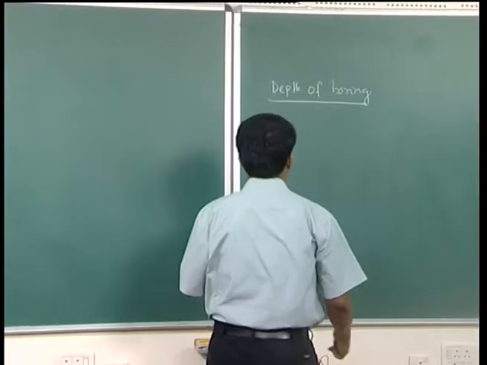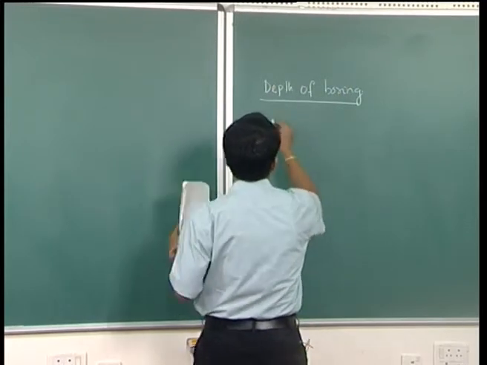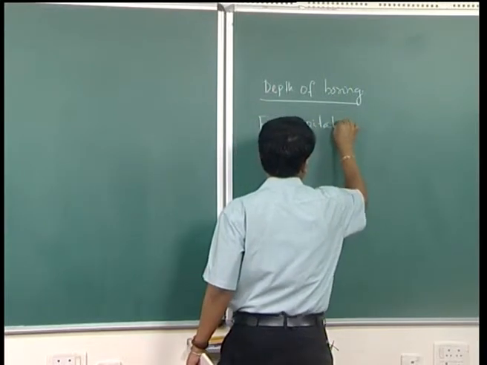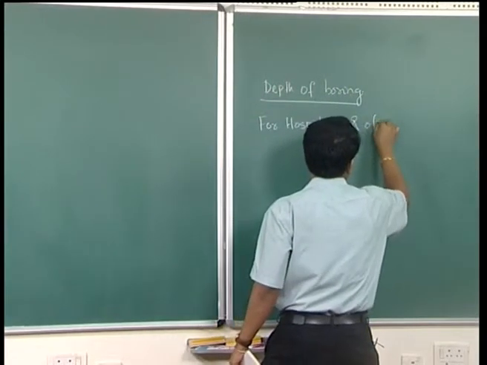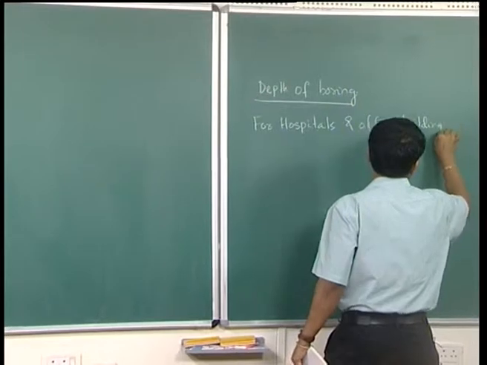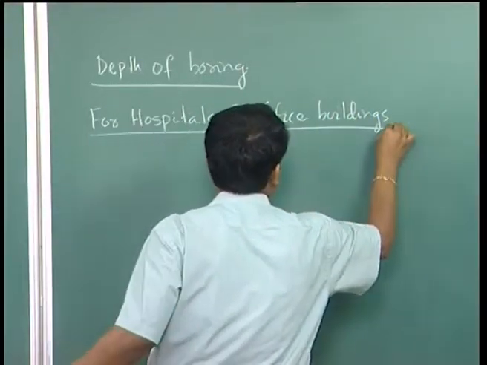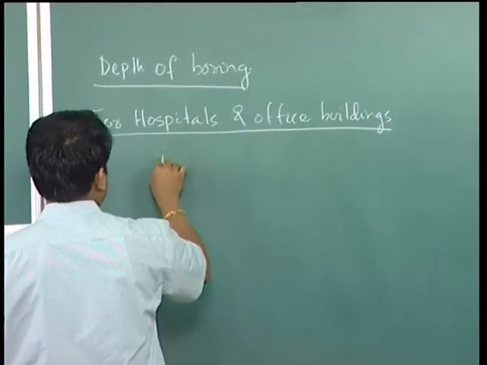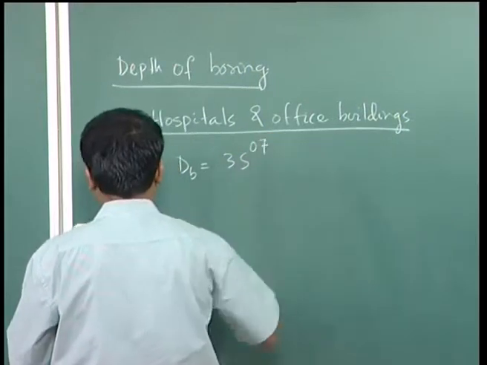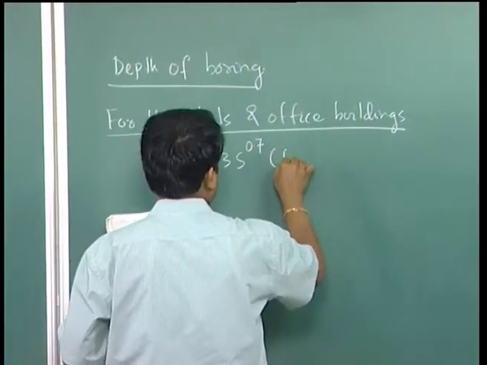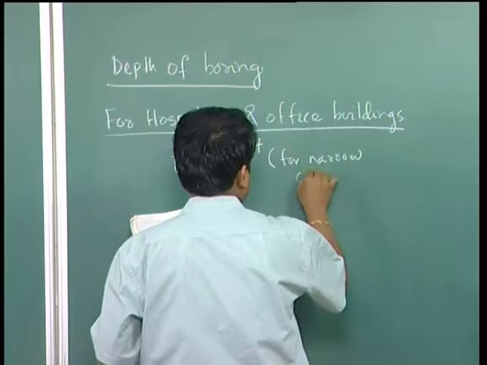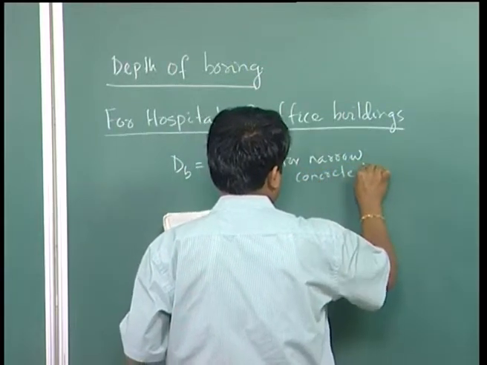Another rule for depth of boring for hospitals and office buildings. For hospitals and office buildings, depth of boring is equal to 3 S^0.7 for narrow concrete building.